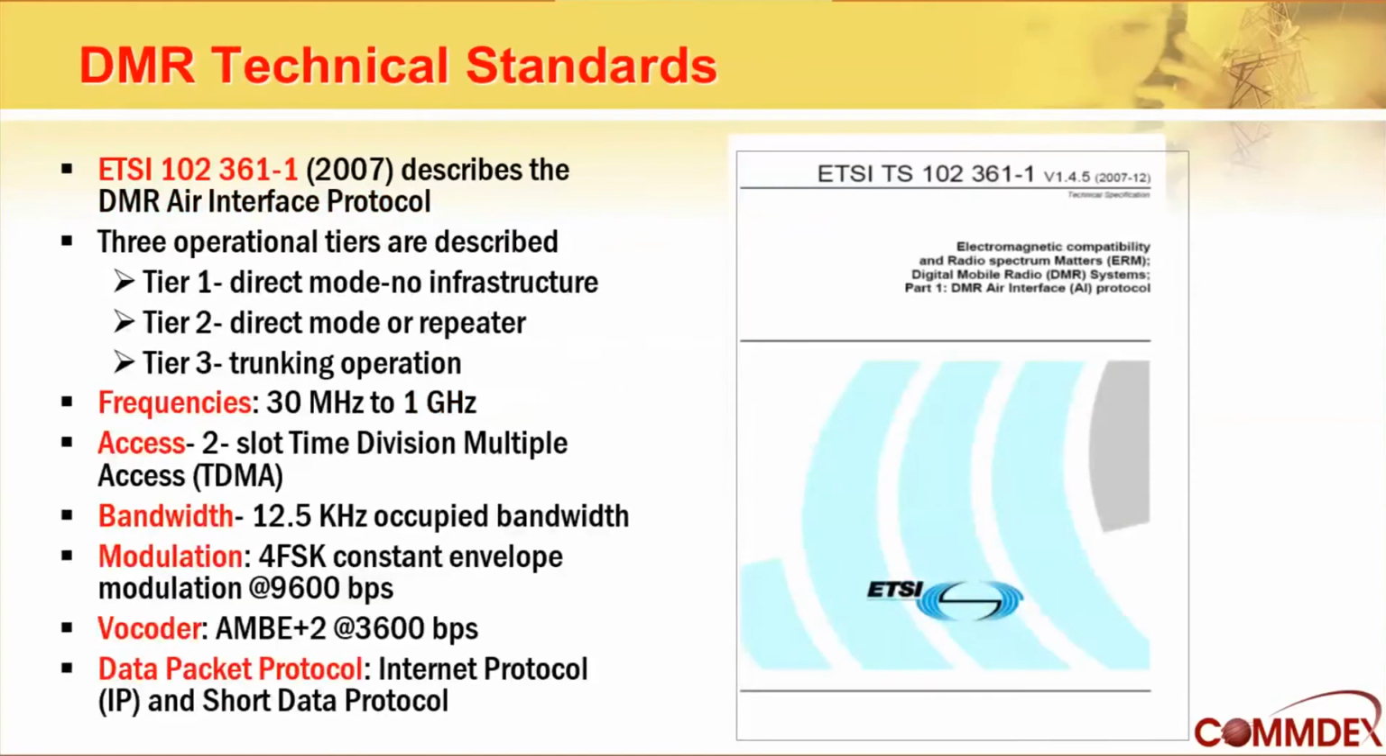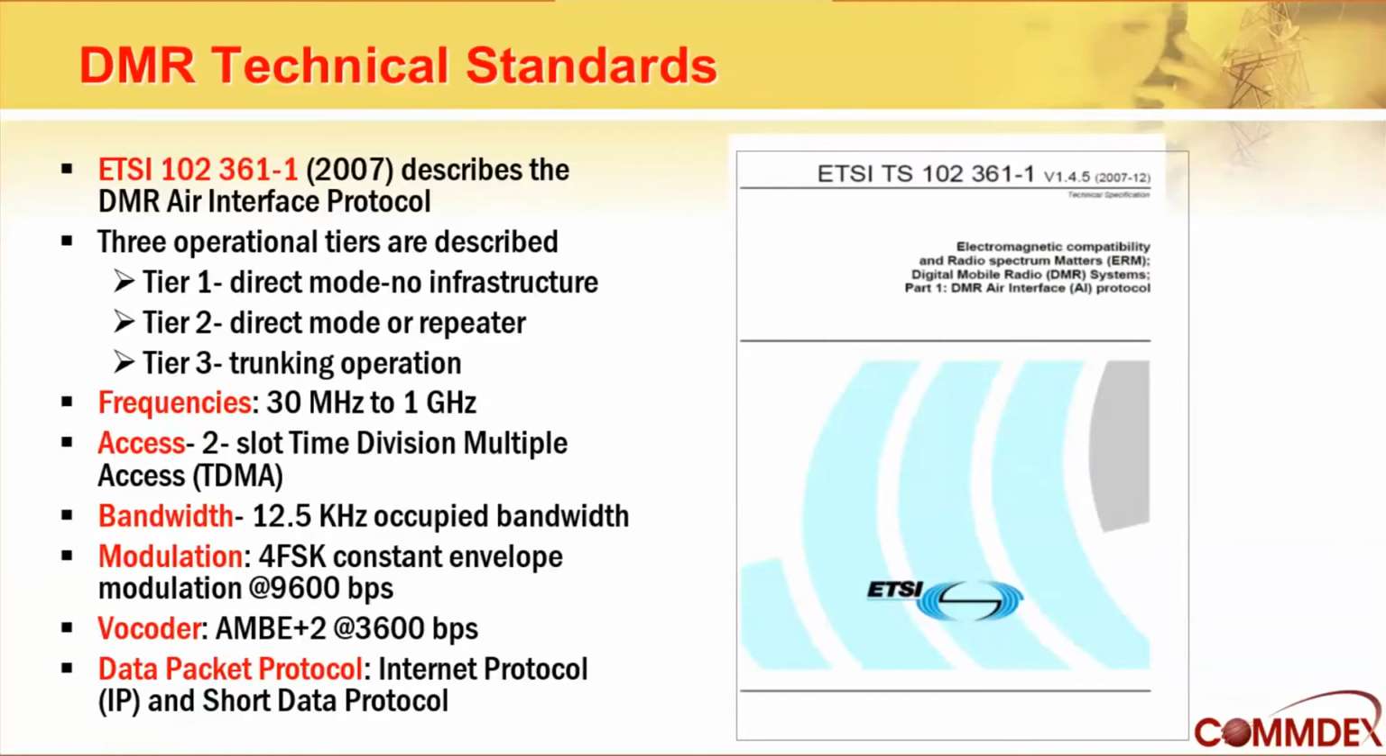So what is DMR? There's the ETSI standard that created it. There are 3 tiers that are described in the standard, or 3 modes of operation. Tier 1 means your direct mode, radio to radio, no infrastructure required. Tier 2 is your conventional operation through a repeater, and Tier 3 operation is trunking. So it can support all those different modes of operation.